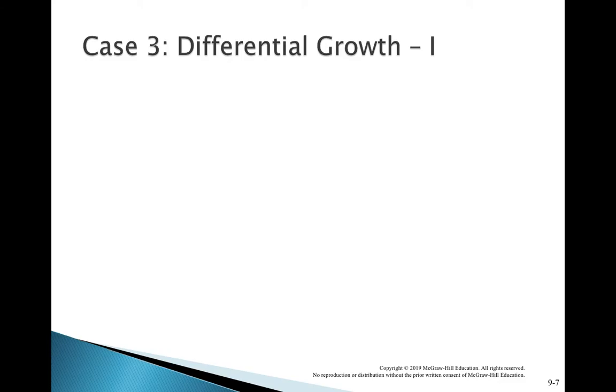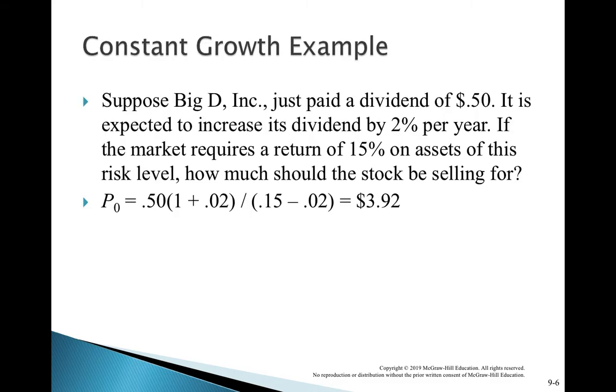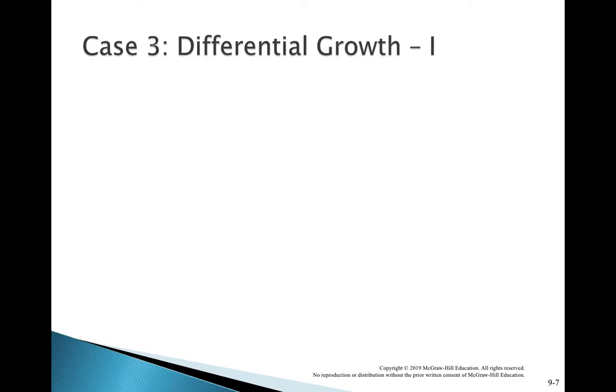Now case 3. Kindly, case 3 is an important one, so kindly put your concentration here and note down your questions so that we can discuss. Differential growth rate. Differential growth rate means that, unlike the previous question where the growth is 2% and the cost is 15%, here it will not be like that. If there is a single growth, then it is a constant growth rate. Very simply, we can do D1 divided by R minus G. What if there are different growth rates?